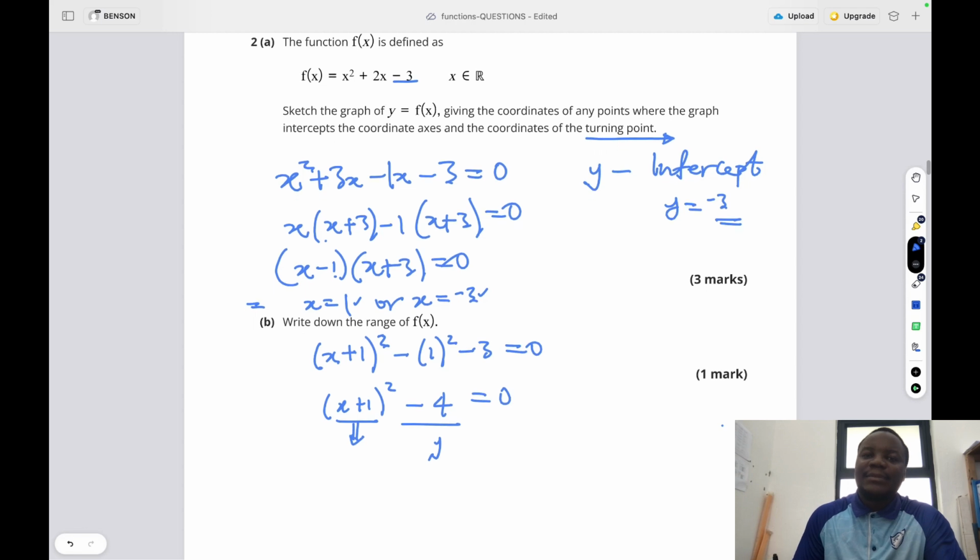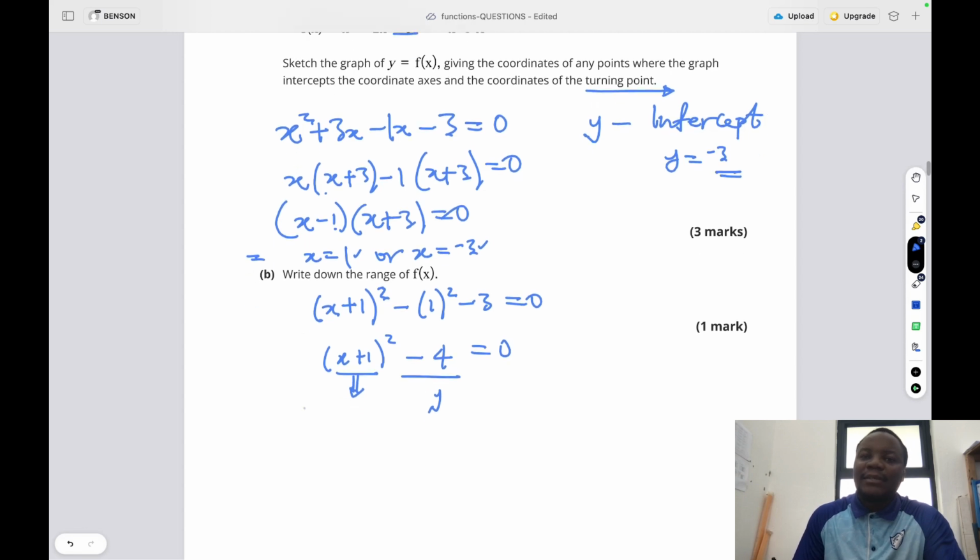So to do that simply means we are going to do x plus 1 equals 0, which implies that x is negative 1, and y is negative 4 at the turning point. So we've got the turning point, we've got the x-intercepts and the y-intercept.